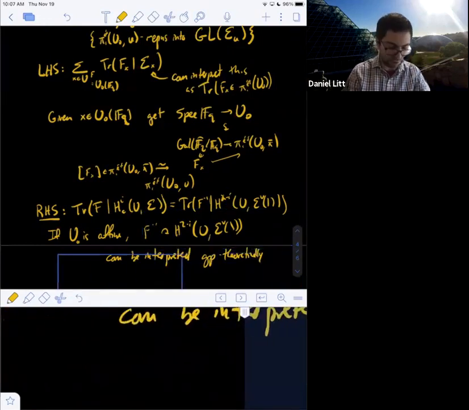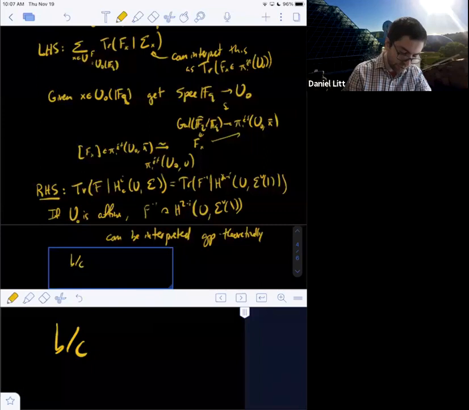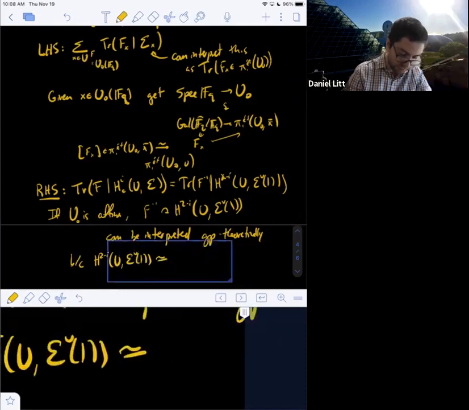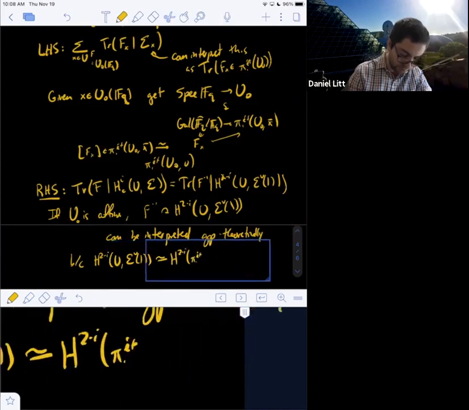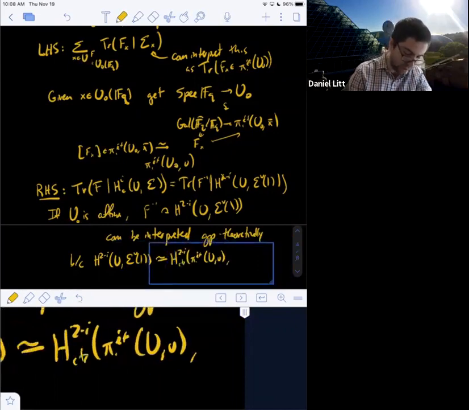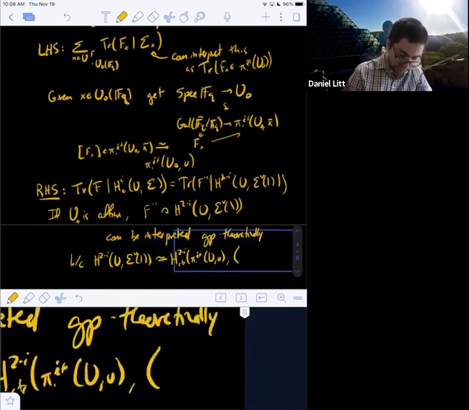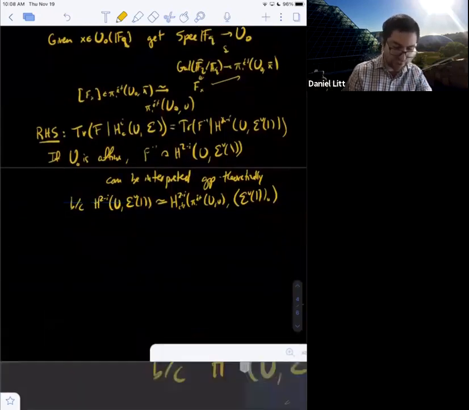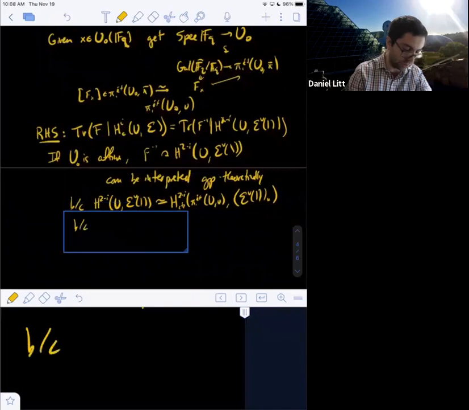Okay, and why is this? Because another way of saying this is that H^(2-i) of U with coefficients in E dual of 1 is isomorphic to H^(2-i) of the Etale fundamental group of U with base point U, with coefficients. So this is continuous group cohomology with coefficients in the fiber of E dual of 1 at U. Okay, so why is this? This is just the fact that affine curves are Etale pi 1s.